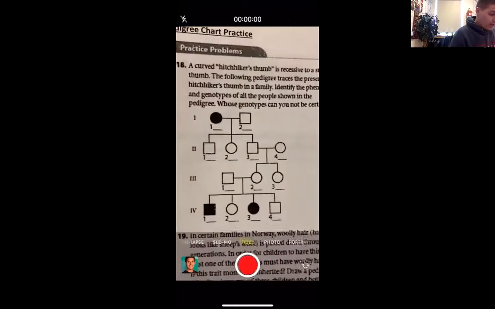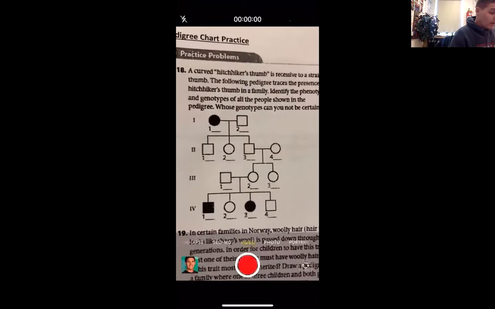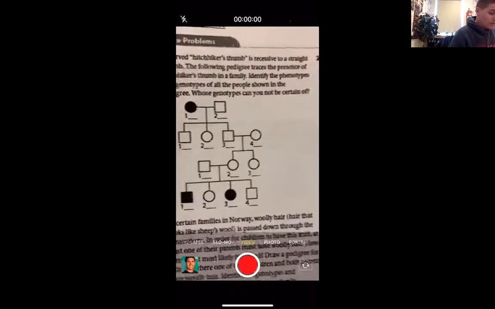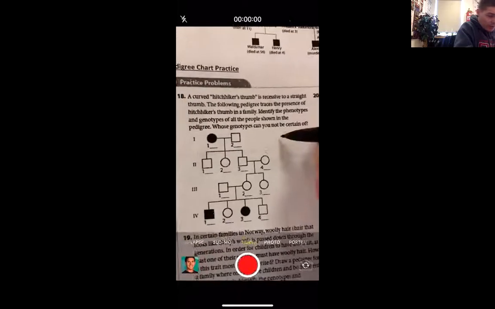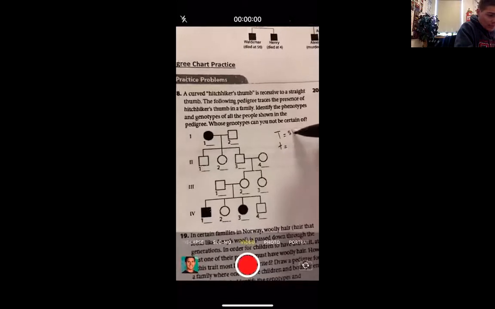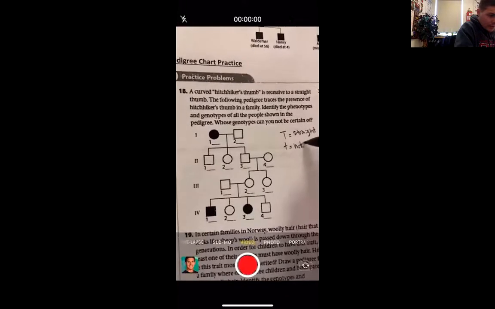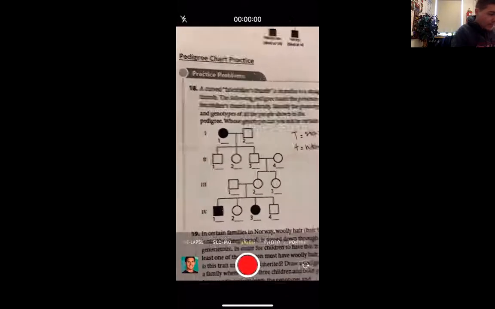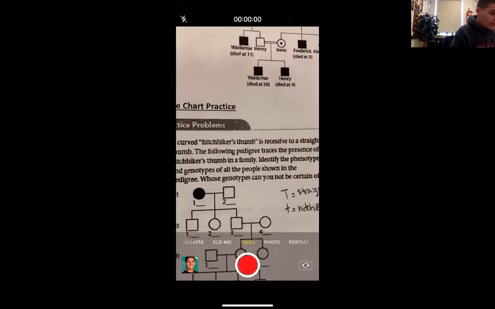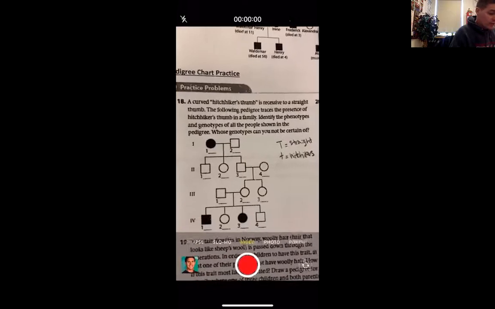So here we have a pedigree chart practice problem. The goal of any pedigree chart is to identify the genotypes of the individuals. So what I'm going to do first is come up with a lettering system. Capital T is straight thumb. Lowercase t is hitchhiker's thumb. And I know it's recessive from what is mentioned in the question. So I know it's an autosomal recessive disorder.